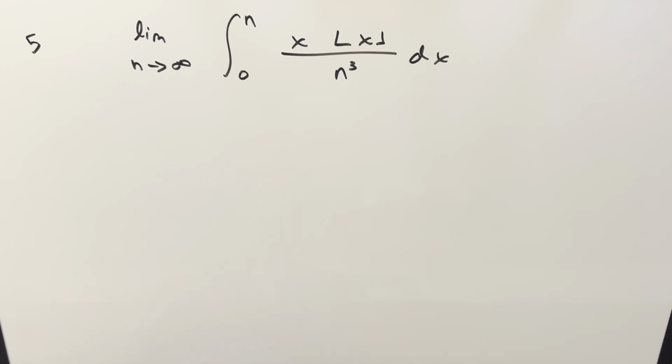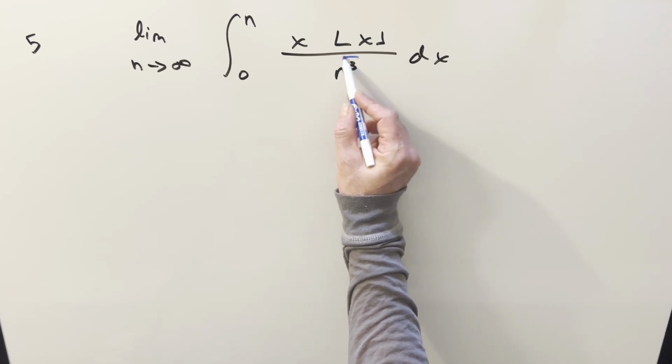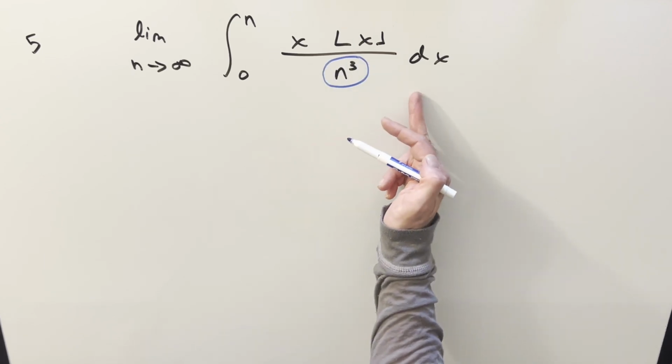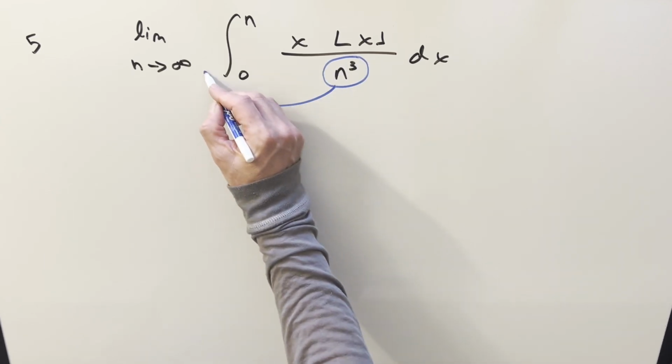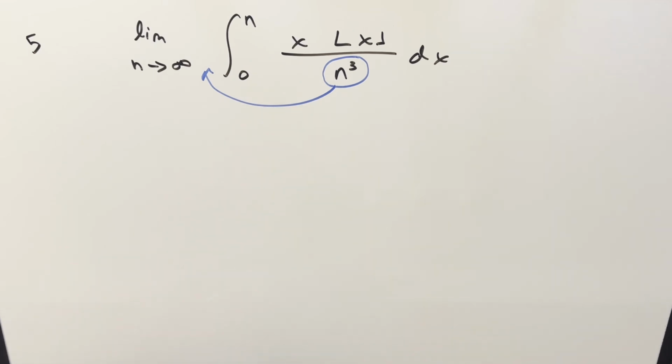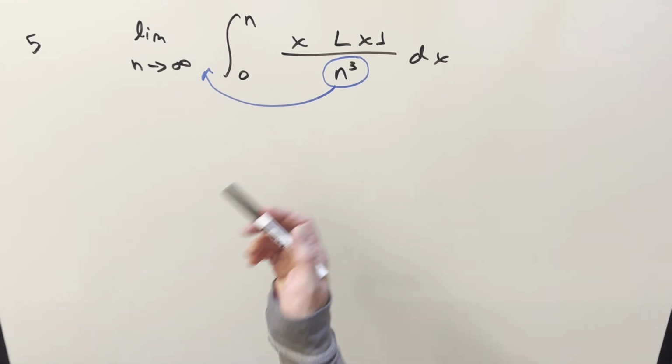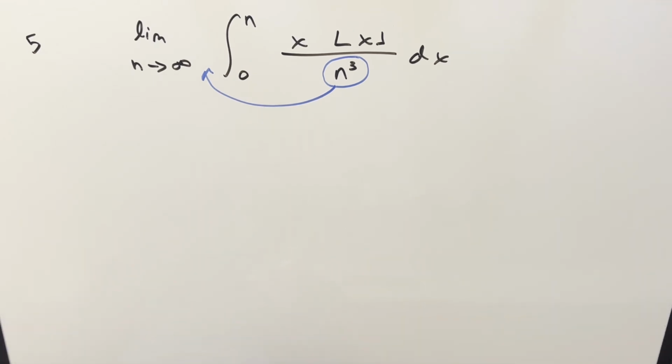But I think we don't really want to deal with any of that right now, because you'll notice this n cubed is just a constant with respect to x. So I could just bring this up front and have it as 1 over n cubed. That's going to allow me to deal with the integral the way we would normally do it, and we can deal with the limit later.